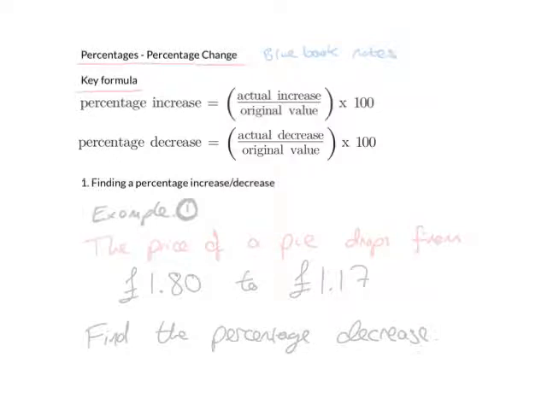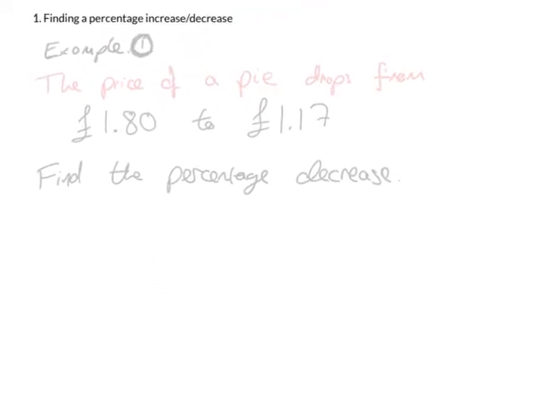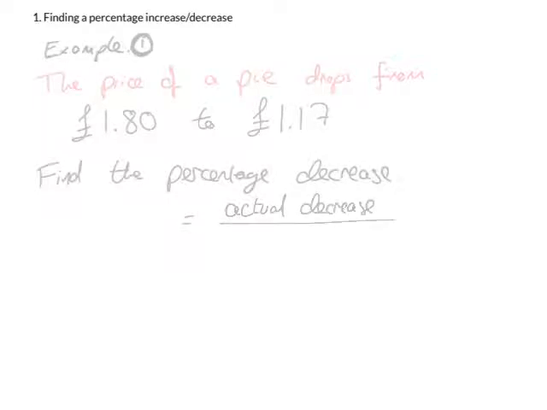Okay, next I'd like you to pause again and copy out that first example for finding a percentage increase or decrease. So we're going to look at the example now. Make sure you have it copied into your blue books. And we have to write down the actual formula. Putting actual decrease at the top of the fraction is so useful just for reminding us which numbers go where, and using words means that you have to think about what those words mean.